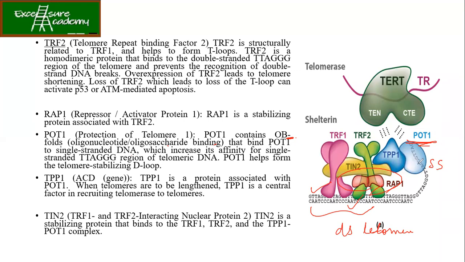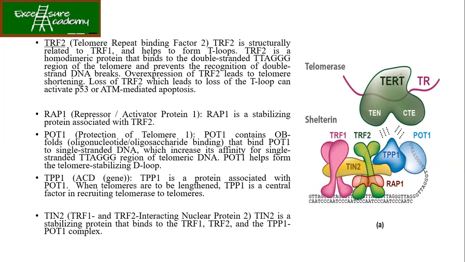Now coming to TPP1, it is associated with your POT1. When telomeres are to be lengthened, TPP1 is a central factor in recruiting the telomerase. So TPP1 is required for recruiting the telomerase. Okay. Now last, TIN2. That is TRF1, TRF2 interacting nuclear protein. It is a stabilizing protein which binds to both your TRF1 and TRF2 and helps in making a complex with POT1. Okay. Is the structure clear now to everyone, the shelterin complex?